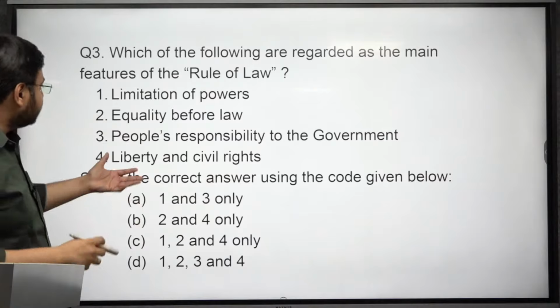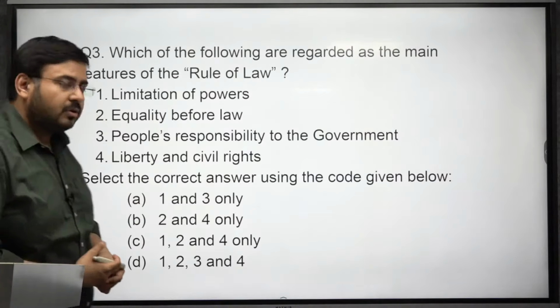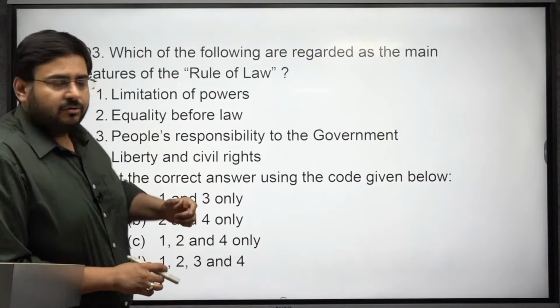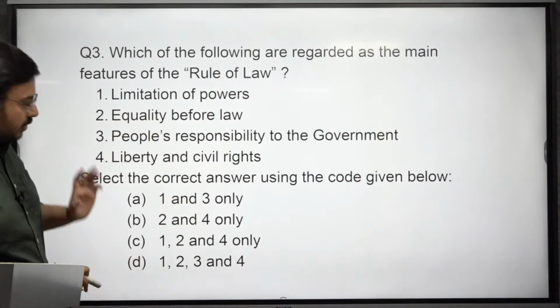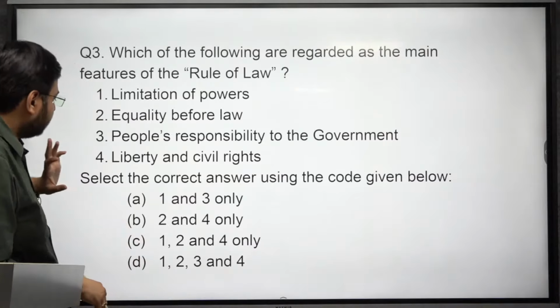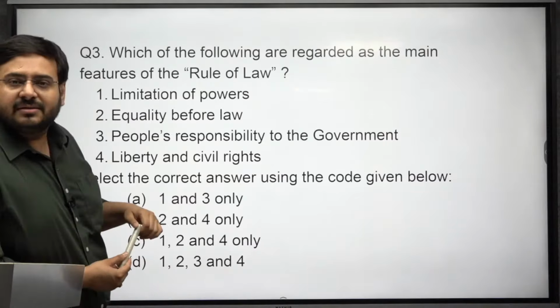Right. Now, see, people's responsibility to the government. It is the government's responsibility to the people. So, it means third is wrong. A is wrong, D is wrong. So, answer will be either B or C.